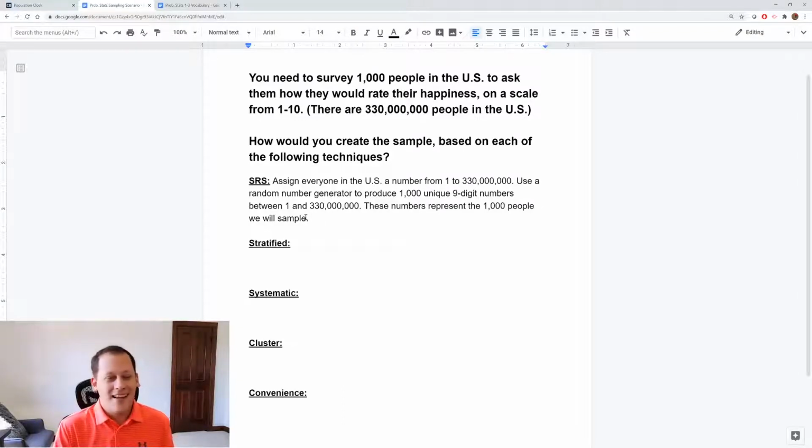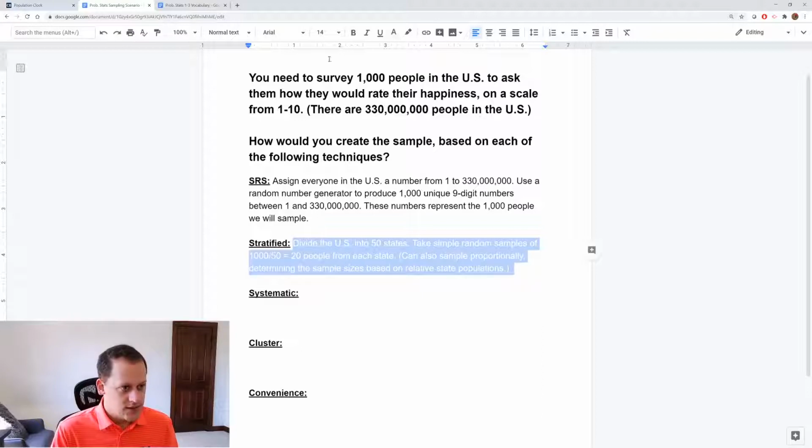And it's kind of absurd to suggest that you could do this. Assigning everyone in the US a number from 1 to 330 million, that's a fantasy. That's never going to happen. So you can see how difficult some of these sampling methods are for really large populations. All right, for a stratified sample, let's see here.